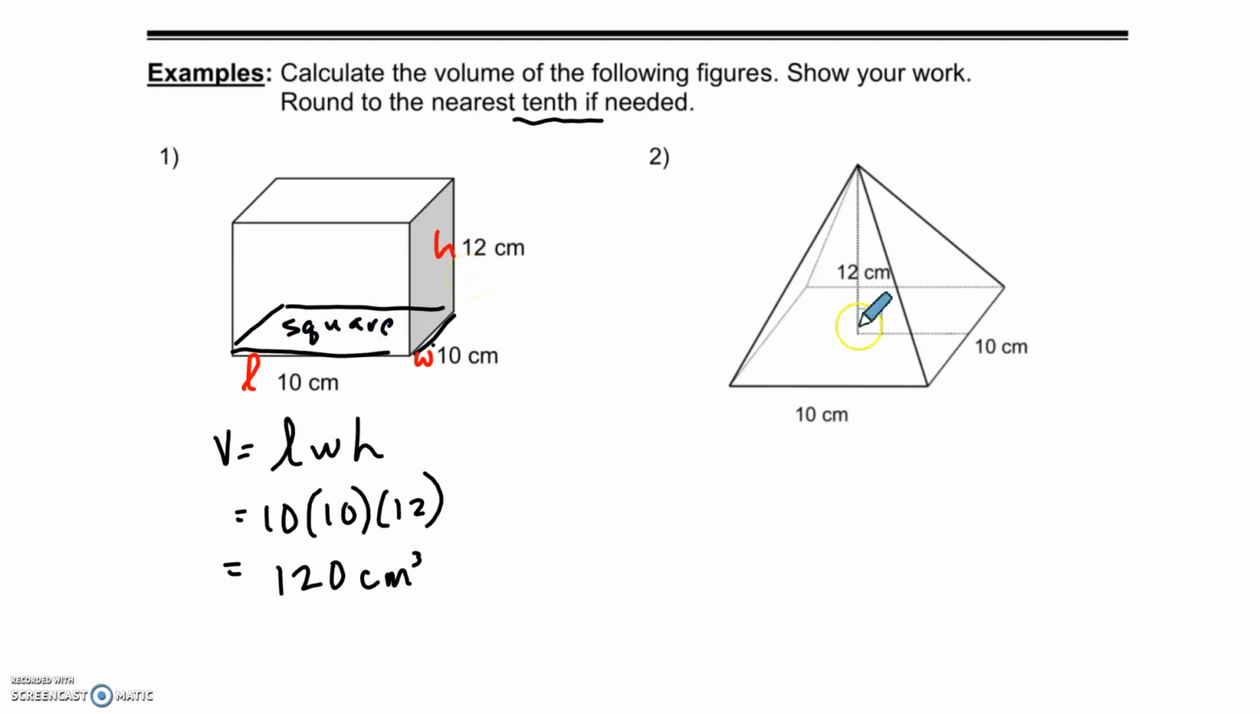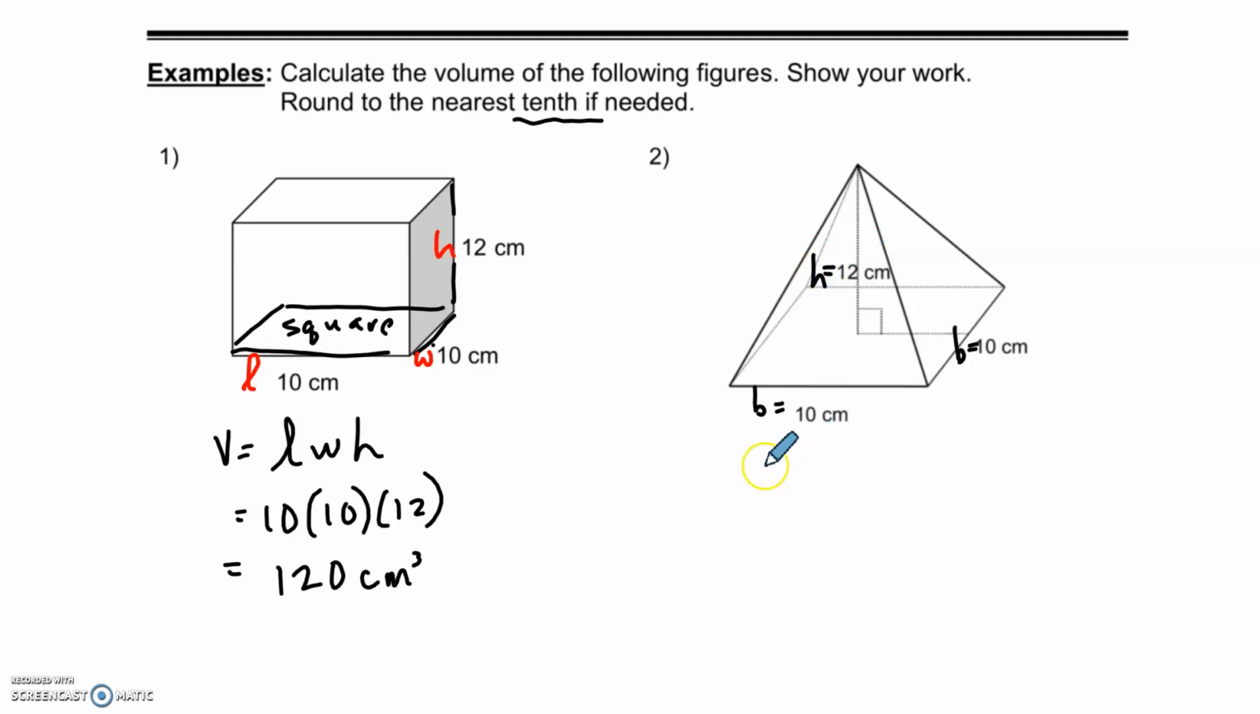And over at the other side, I also have a square base on my pyramid. And so we don't call the square base length and width on a pyramid. We call it B for the base of the pyramid. And because they're both 10, they're both called B. Now we can see here I have the height of my prism is the same as my height over here, and we still call that H.